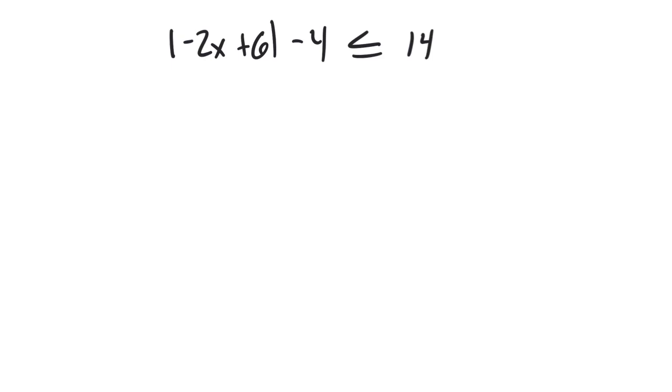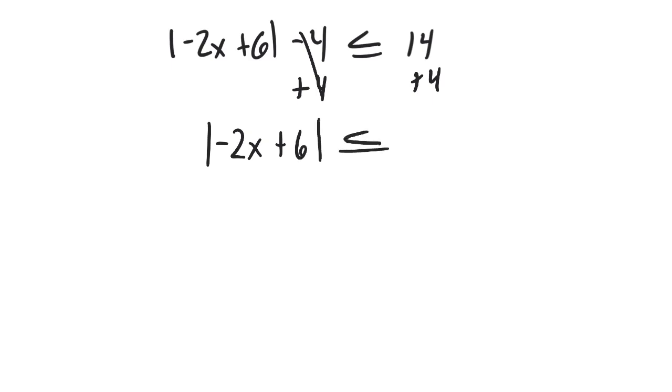So just hop right in here. First thing I would do here is add 4 to each side. When I do that, I bring down the absolute value of -2x plus 6 less than or equal to 18. At this point, I can go ahead and make my two different equations. Just like normal, I have -2x plus 6 less than or equal to 18. And I said equations, I meant inequalities.